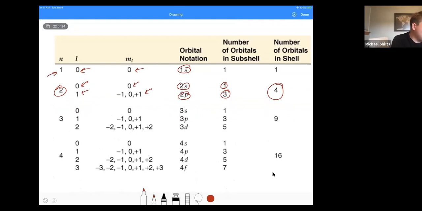The patterns continue like that. What you see is that L has to be less than n, and L is always greater than or equal to 0. ML, the absolute value of ML is less than or equal to L. So if L is 1, ML can be -1, 0, +1. And so those are the rules that we have to follow. Again, these are the different types of solution that come out of Schrodinger's equation.